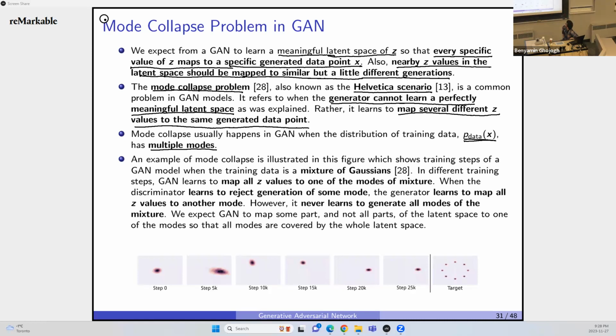An example is this. They have trained a GAN on a mixture of Gaussians, a bunch of Gaussians, as you see here. It has a lot of modes, right? Each of these is a Gaussian distribution. Then, at different iterations of the GAN, different Z values are all mapped to one of the modes. So, for example, at step 1, all of them generate, for example, this. At step 2, they all may generate this. They cannot generate the whole modes. This is called mode collapse.